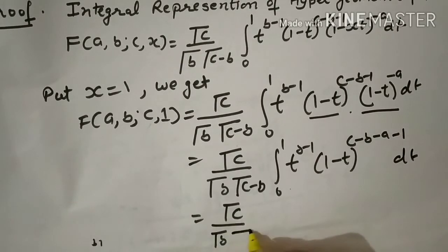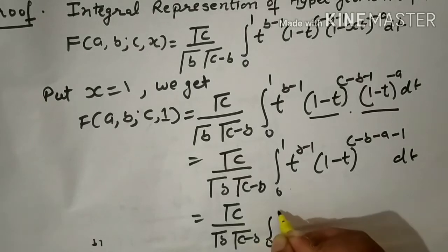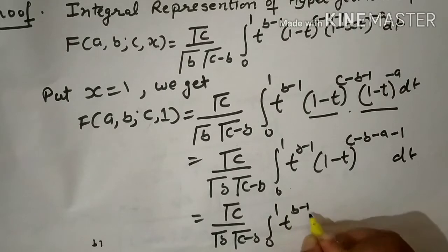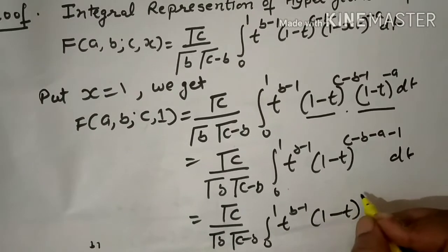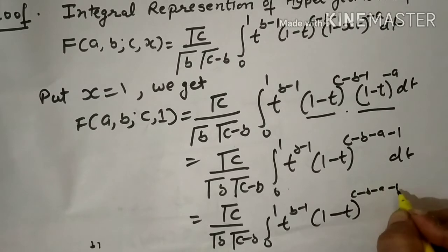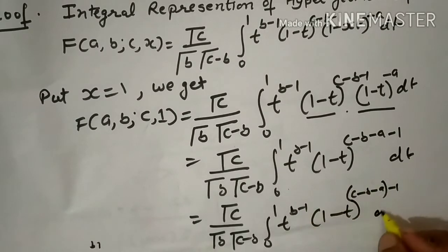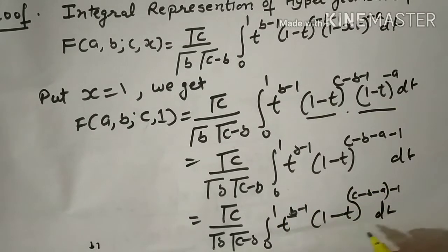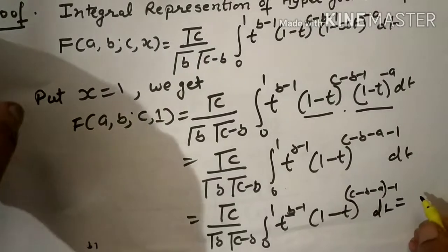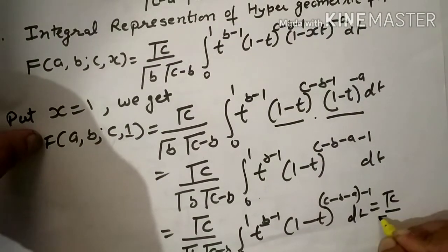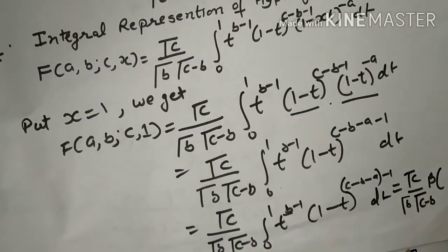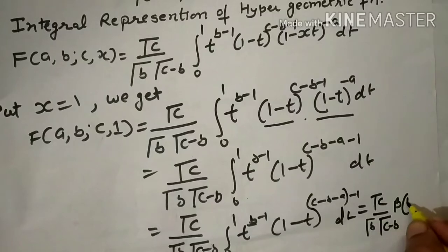We get the integral 0 to 1 of t raised to power b minus 1, (1 minus t) raised to power c minus b minus a minus 1. So we will consider these two powers as m and n, so this is the beta function B(m, n). So this is equal to, we can write, gamma of c over gamma of b, gamma of c minus b as it is, and the integral is equal to beta of b comma c minus b minus a.